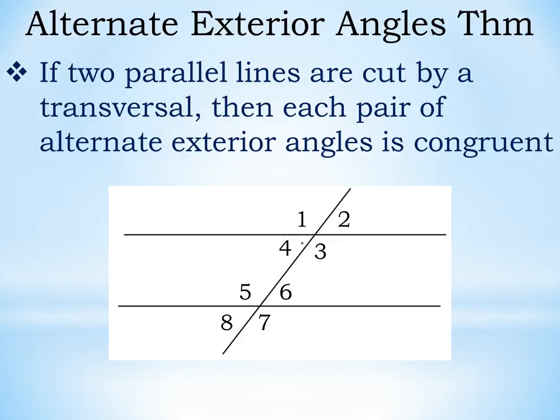Alternate exterior angles, again, also congruent. You're noticing a lot of patterns here. We have a lot of congruent angles when we have parallel lines. So 1 and 7 would be equal to each other, and then 2 and 8 would be equal to each other.